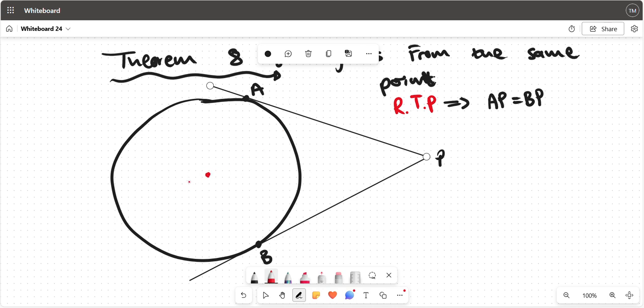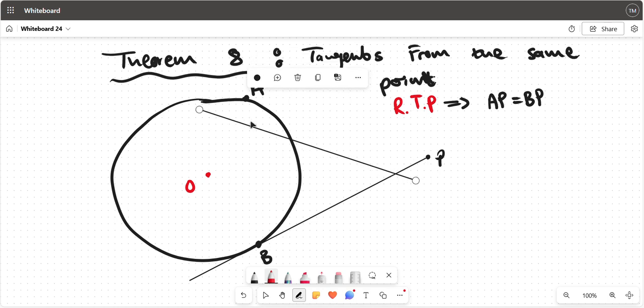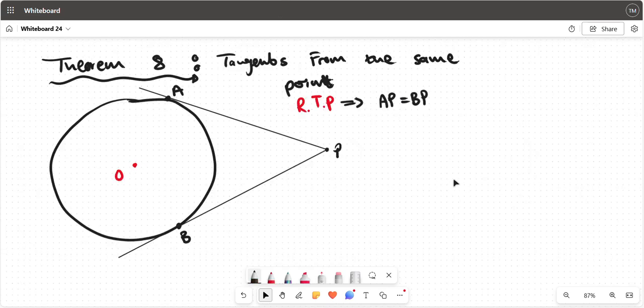And what we also have is the center here, right? What the question is asking us, let me just move this line back. All right, as I was saying, we are required to prove that line AP is the same as line BP, right? So right now we don't know that these are equal. We are required to prove that they are equal.